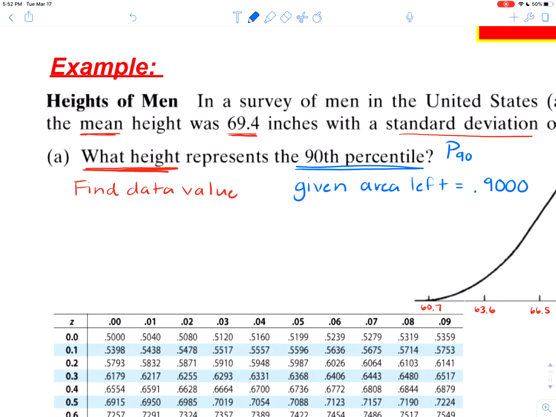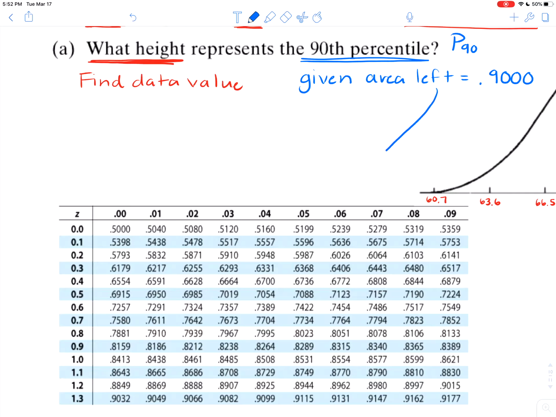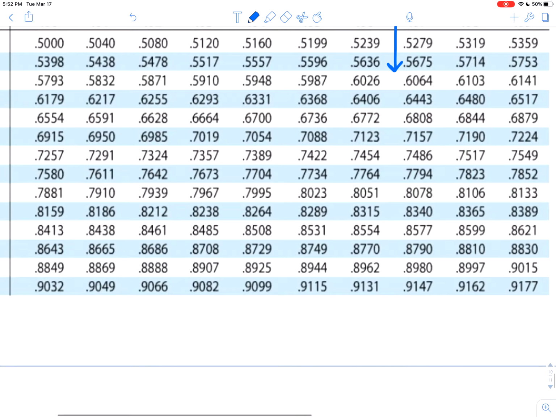So if we look at the area to the left and we take that to our standard normal table, remember to look inside the table. We look for an area to the left of 0.9000, 90%, and that's going to be either 0.8997 or 0.9015. Now again, I want to get as close as I can. So the area that gets the closest to 0.90 is 0.8997.